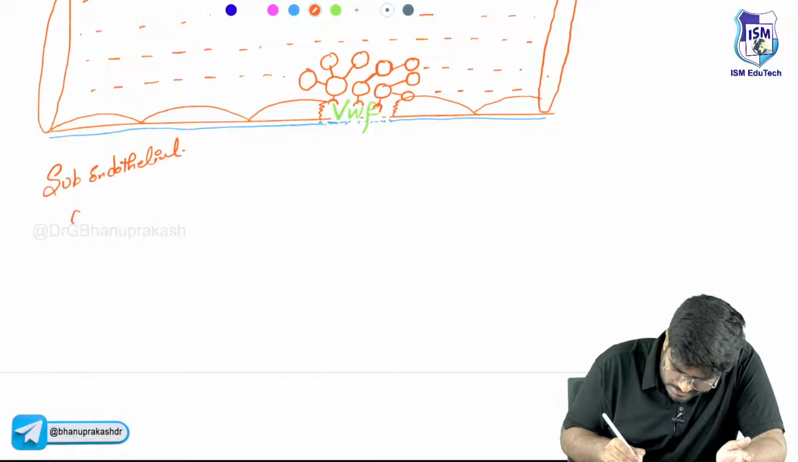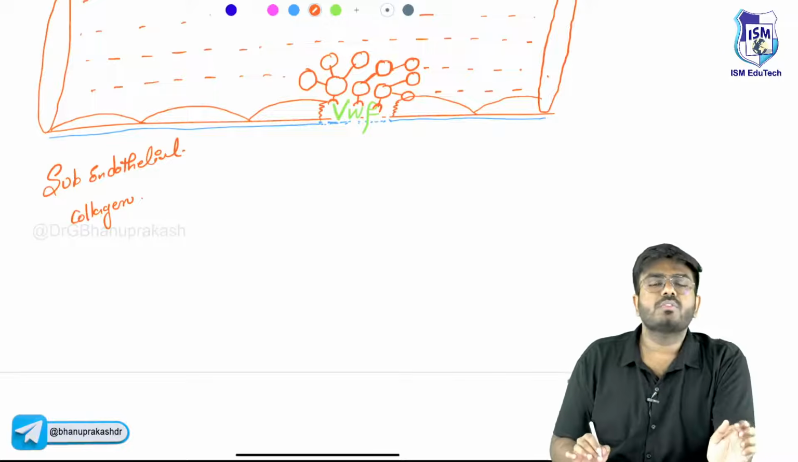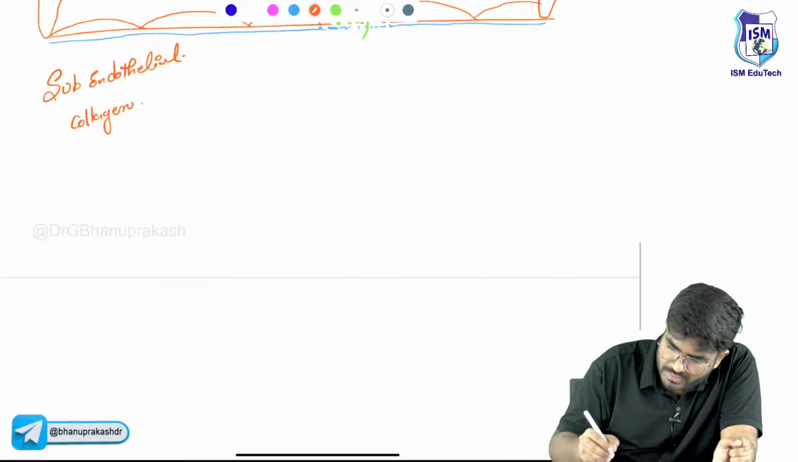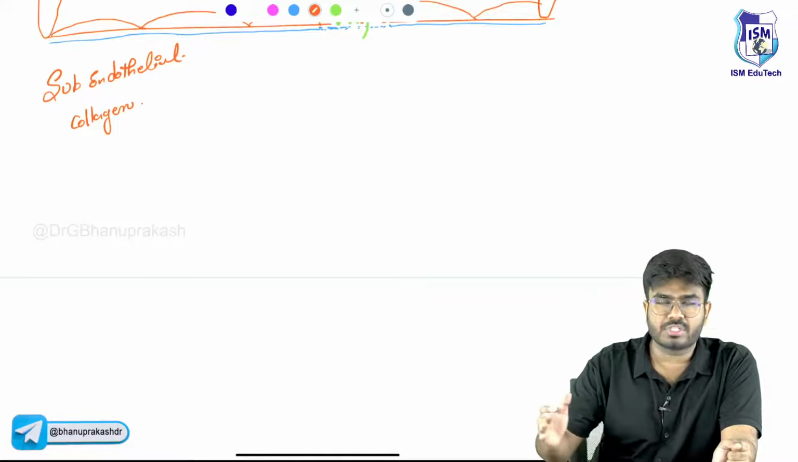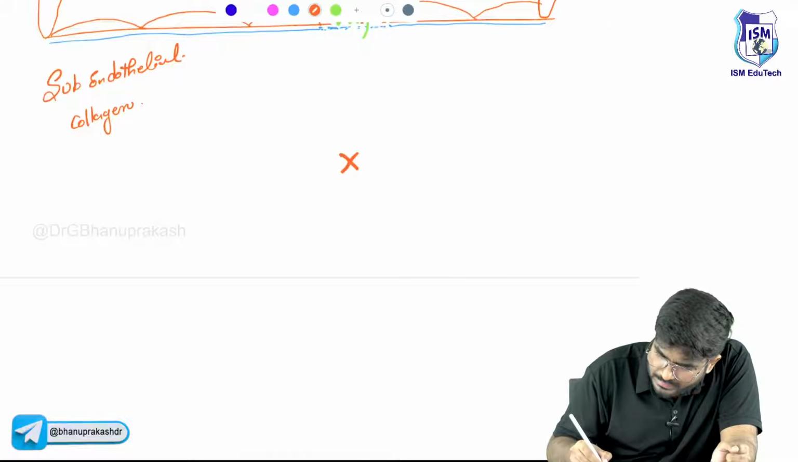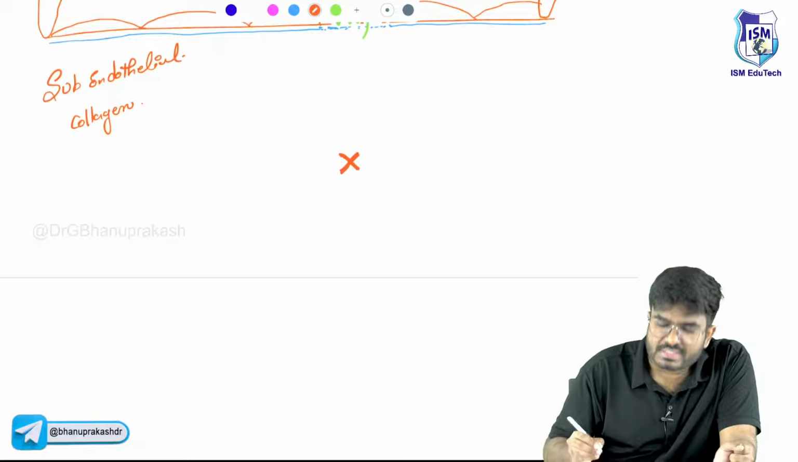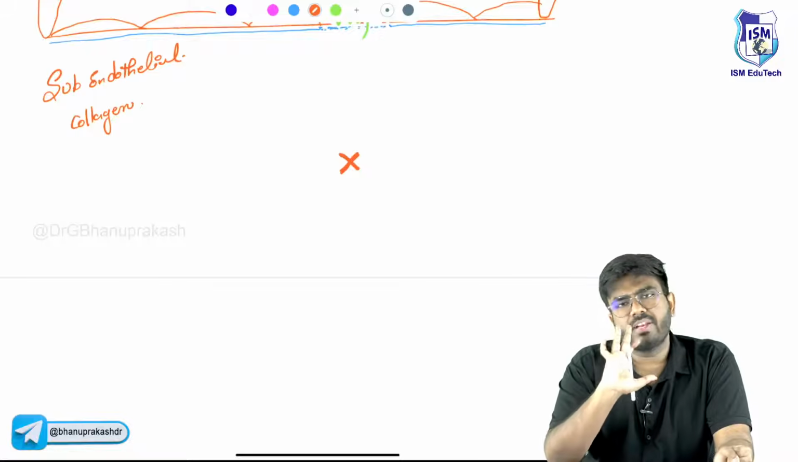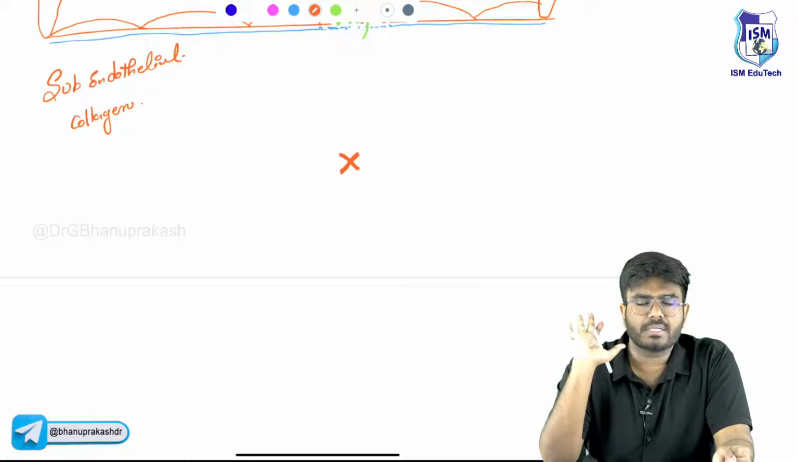the subendothelial collagen is exposed. So what happens is, let me tell you, first before going into the secondary hemostasis, let me write here 10 in the center. Sir, what is this 10? I will explain it to you later. Just write 10 in the center.